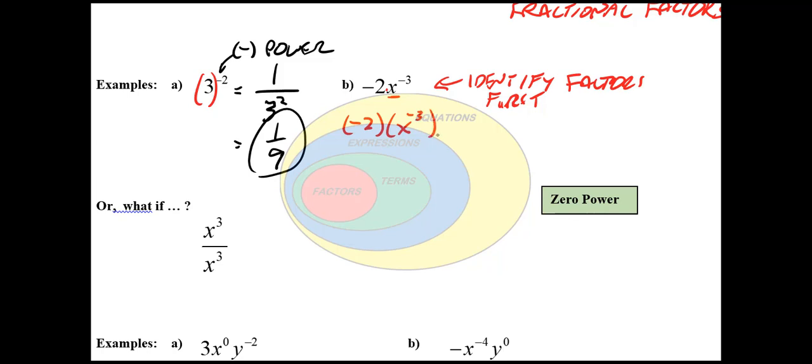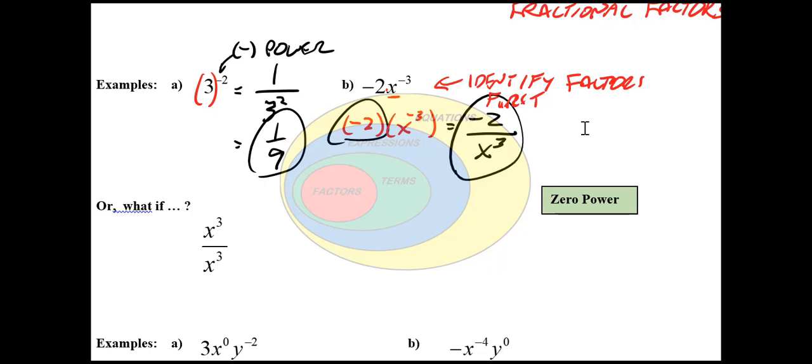So the only factor that has a negative exponent is the x. So that factor of x is going to get moved to the denominator. So this would be equal to the factor of -2 stays in the numerator, but then x to the -3 goes to the denominator as x cubed. It just represents that fractional factor.